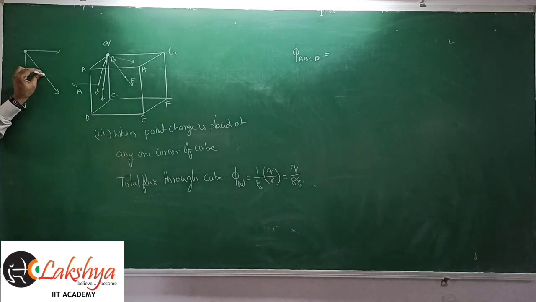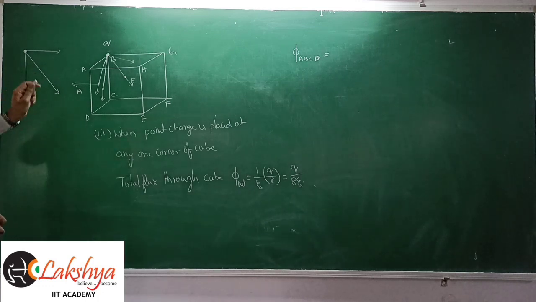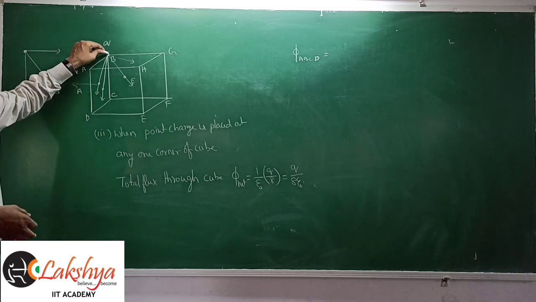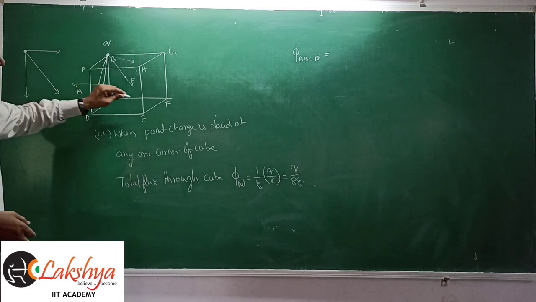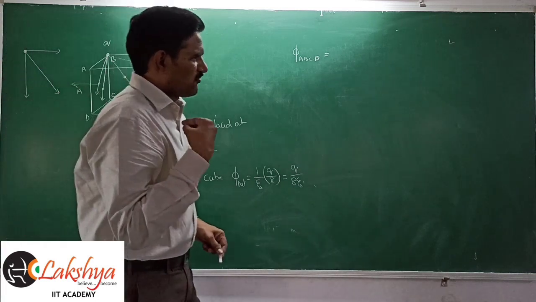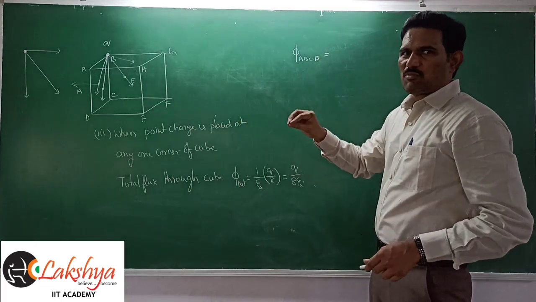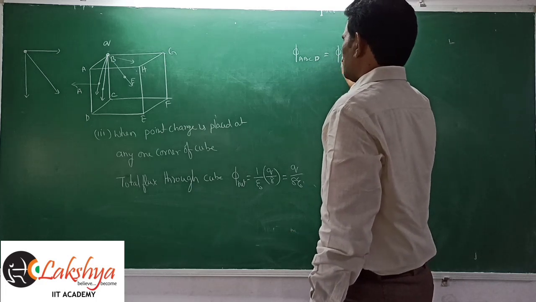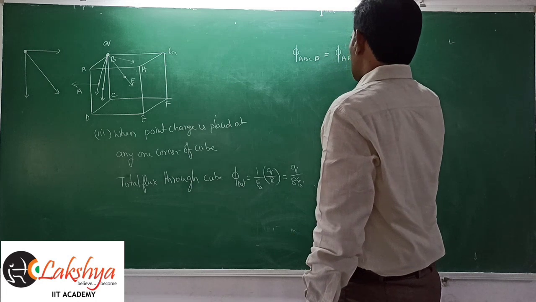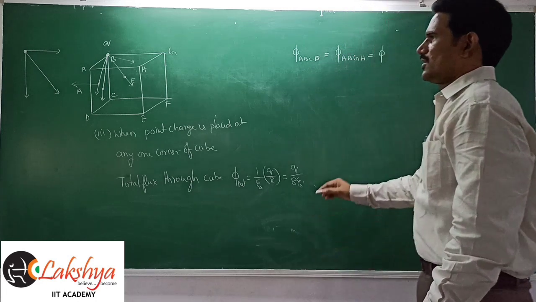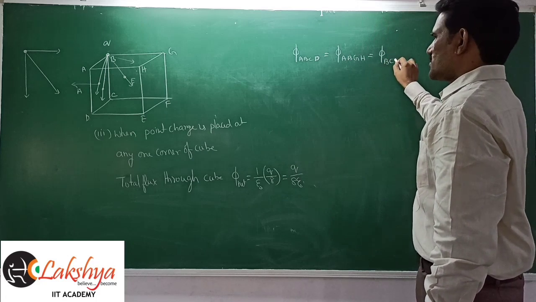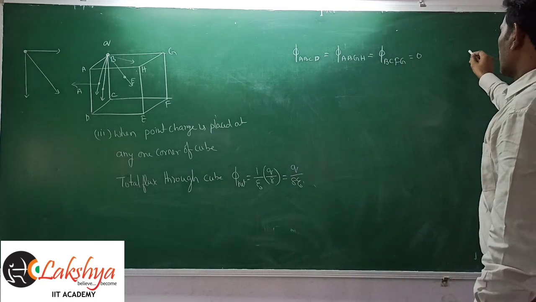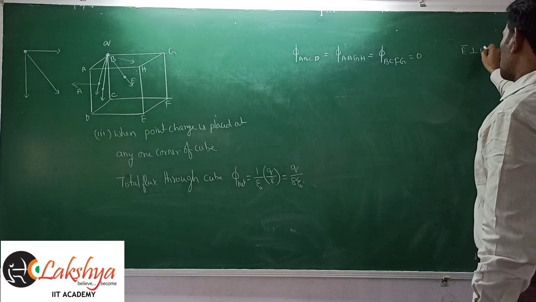Because of that reason, the flux passing through these phases A, B, C, D, A, B, G, H and the back side B, C, F, G, that means the phases at which that corner is common for all 3 phases, is 0. The reason is E bar is perpendicular to A bar. That is the reason why the flux is 0.